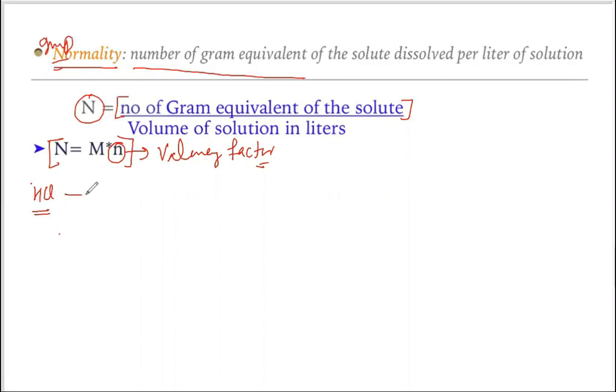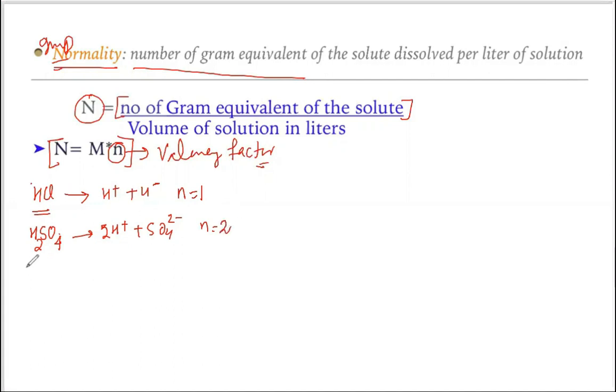So HCl, when it dissolves in water, will give H plus and Cl minus. How many H plus are produced? That is 1. So its valency factor is equal to 1. If we take sulfuric acid, H2SO4, and dissolve it in water, it releases 2 moles of H plus and a sulfate ion. So the n factor or valency factor is 2.